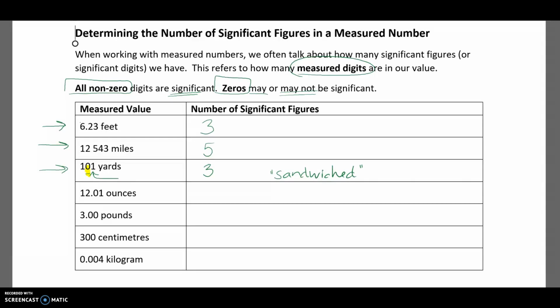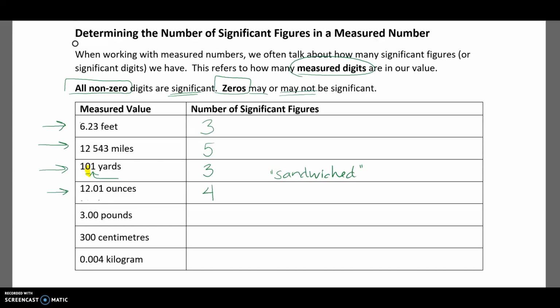Apply this to the next example, 12.01 ounces. Again, we know that any non-zero digit must be significant, so we know we have at least 3 significant figures, and we need to make a decision about that 0. It's again found between 2 non-zero digits, so it must have been measured, so here we have 4 significant figures.